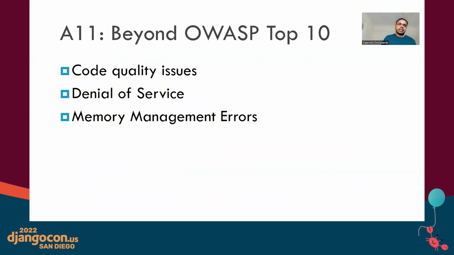Now there is a new category that is A11. We cannot fit all the vulnerabilities in the top 10, so it's beyond the OWASP Top 10. You have three issues which you need to address. One is code quality issues. The second one is denial of service. And the third one is memory management errors.